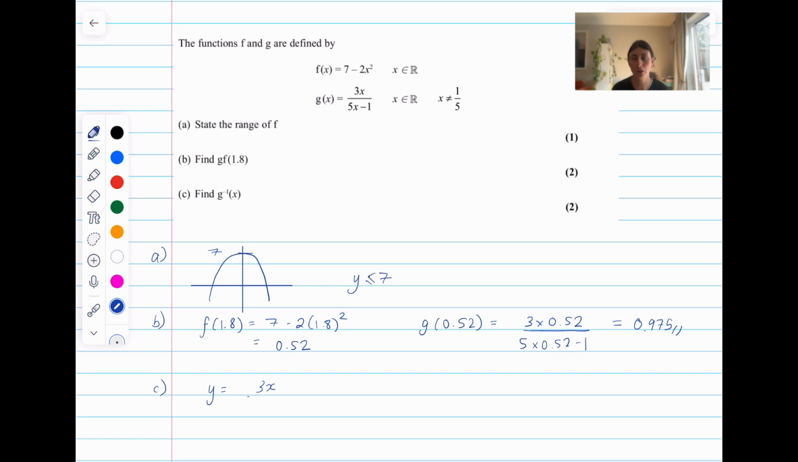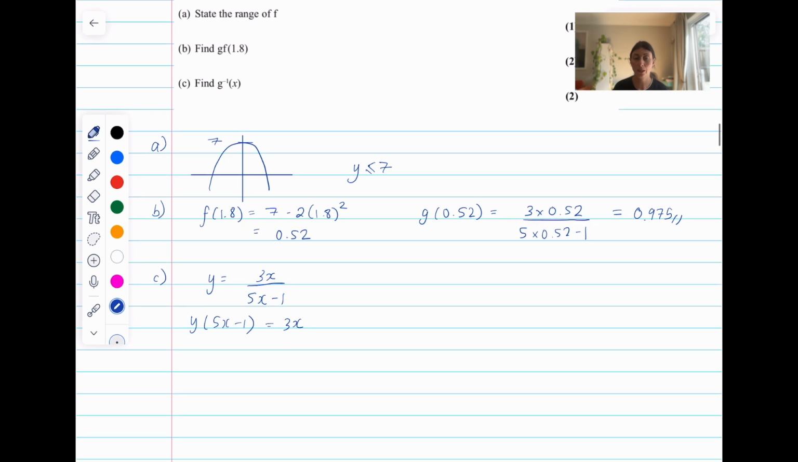So finding inverse functions, it's the same every time. It's just a few steps involved. First one, I would always write y equals instead of your g of x or f of x. Second step is to rearrange to get x the subject of your equation.